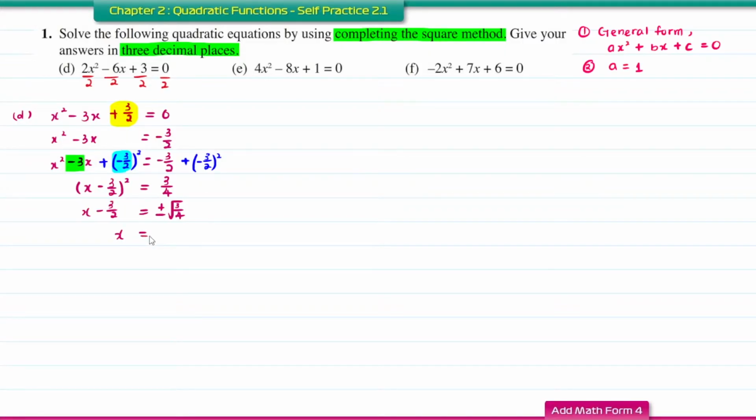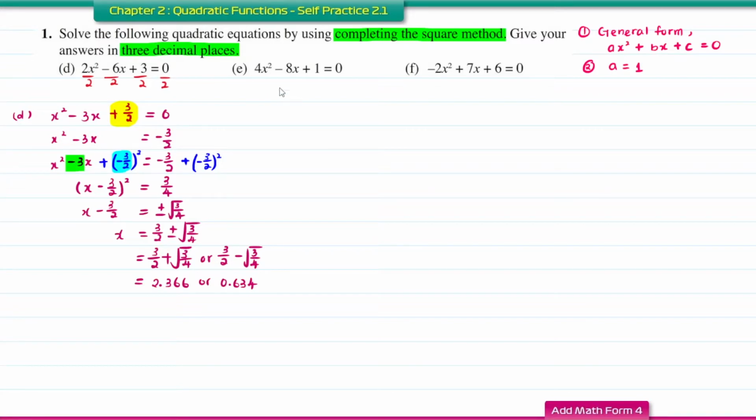So x equal to, so move this to the other side, 3 over 2 plus minus square root 3 over 4. So we have two values of x. One is 3 over 2 plus square root 3 over 4, or the other one is 3 over 2 minus square root 3 over 4. Solve this using your calculator, you will get the answer of 2.366 or 0.634.